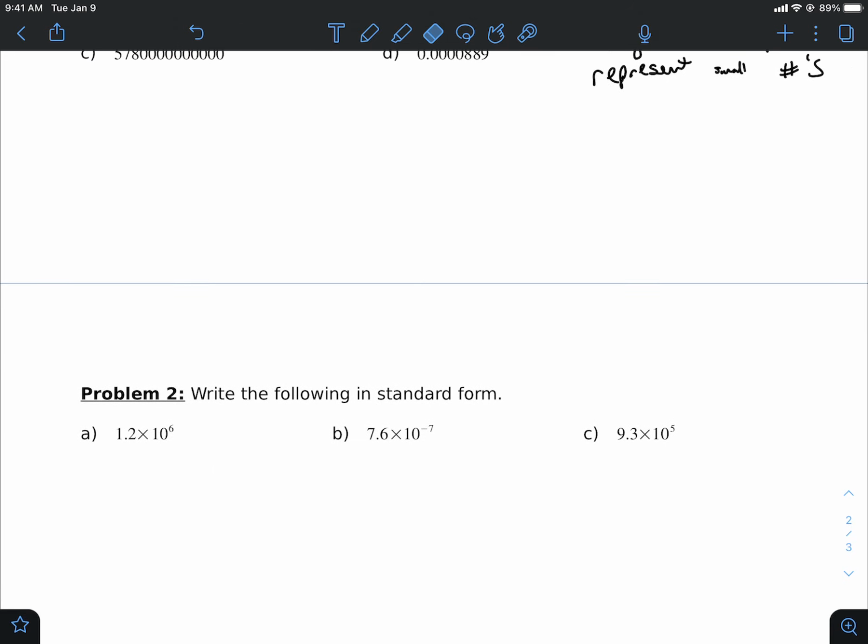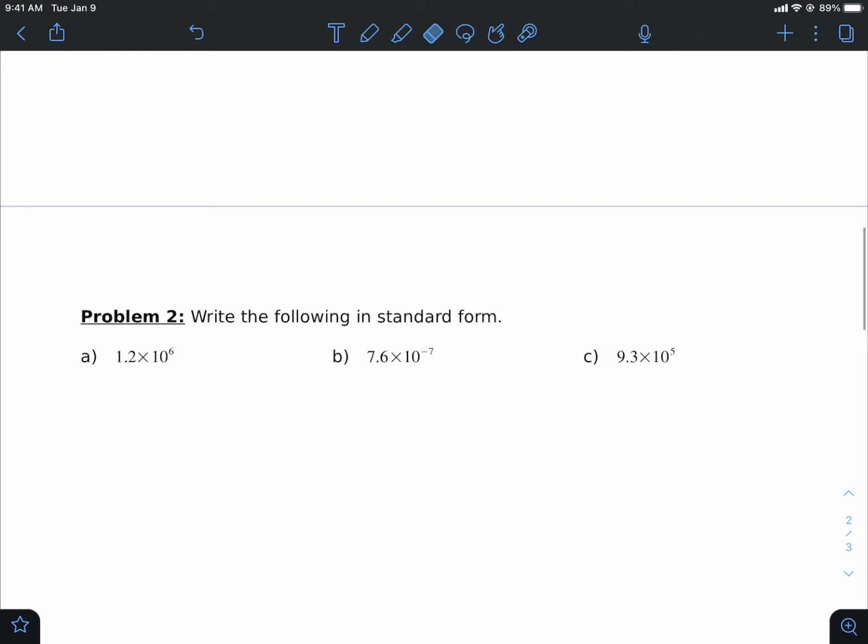All right, 1.2 times 10 to the 6. I always like writing. Here's what I want to do. I take 1.2, write it down like that, and then I move it 6 to the right. This one is a lot easier because you don't have to worry about going the wrong direction. 1, 2, 3, 4, 5, 6. Boom. There you go. What's that number? Well, 1,200,000, 1.2 million.